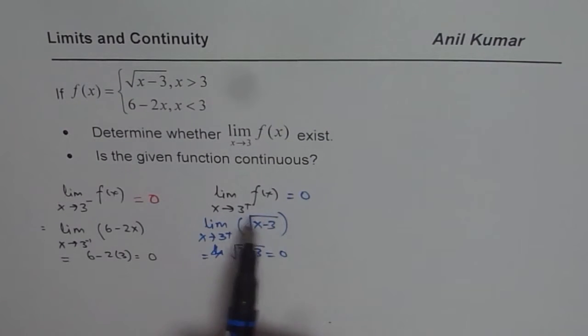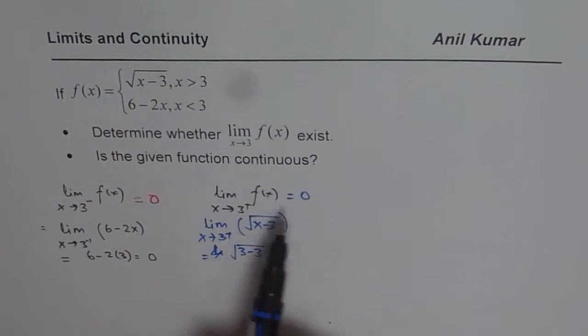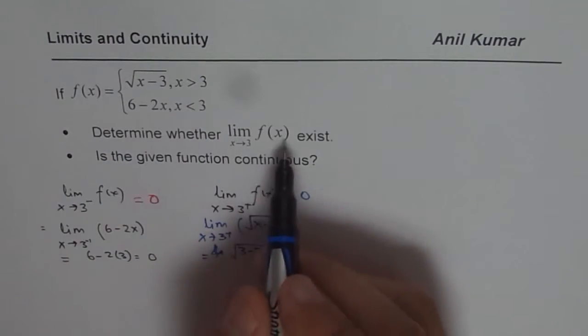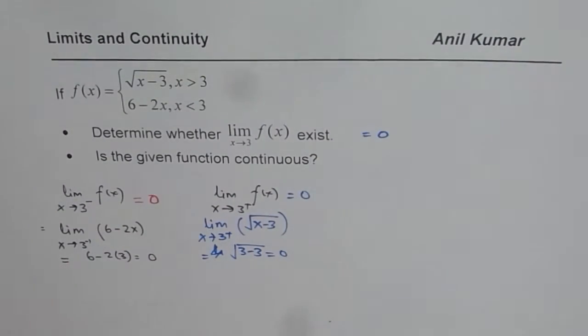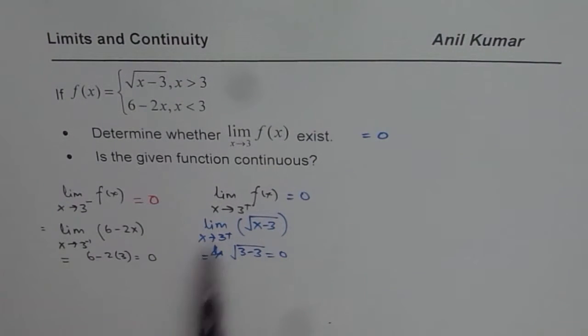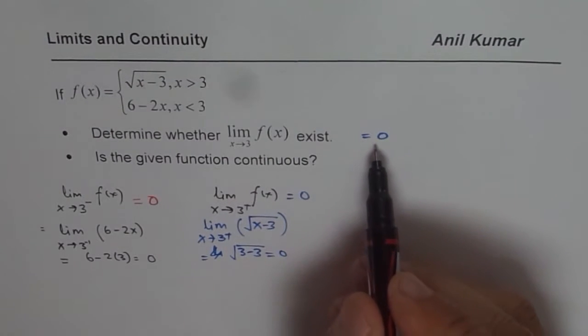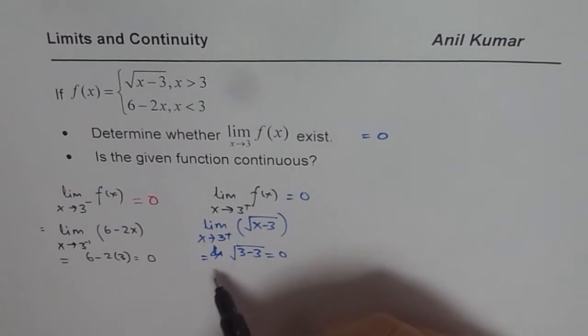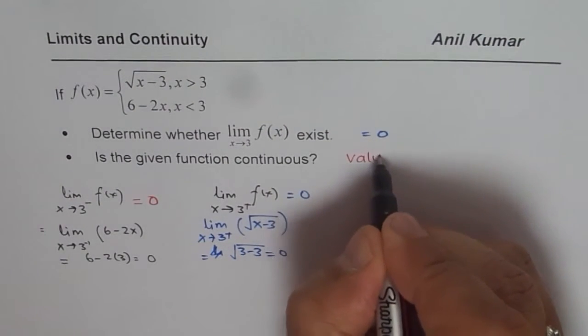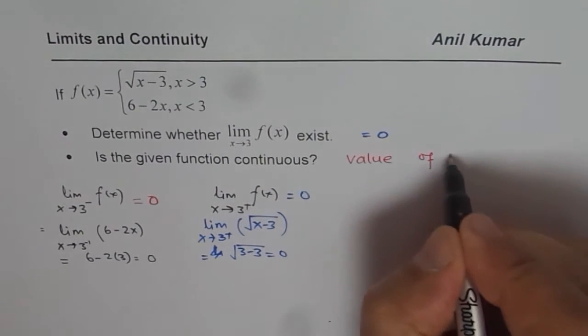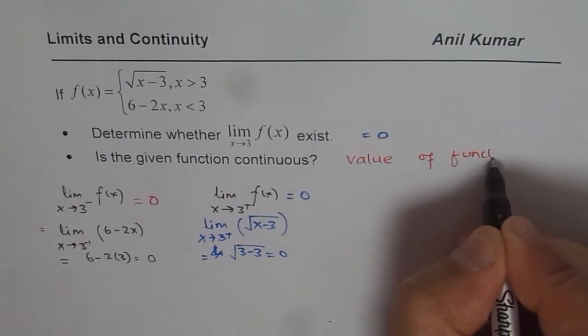Now since the left side and right side limits are both 0, we say that the limit of this function exists and it is equal to 0, since it is the same value from both sides. Now let us discuss continuity of the function. For continuity, one condition is that the limit should exist, which it does in this case. The second condition is the value of the function. This is what we are interested in finding.